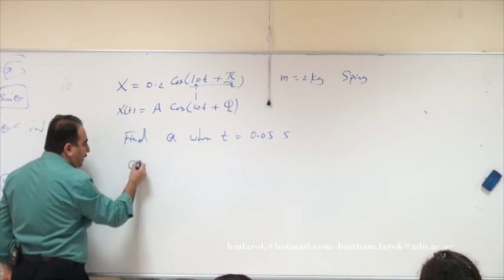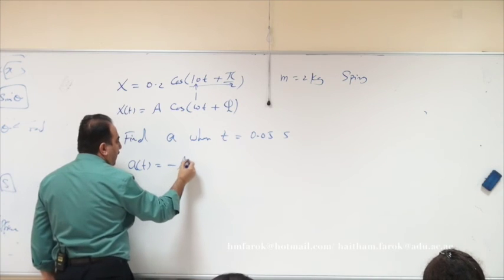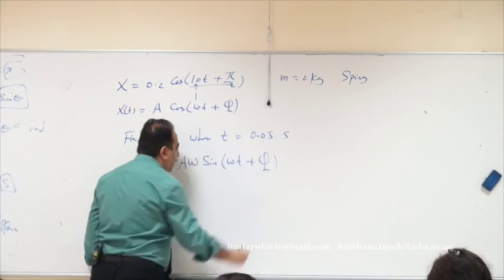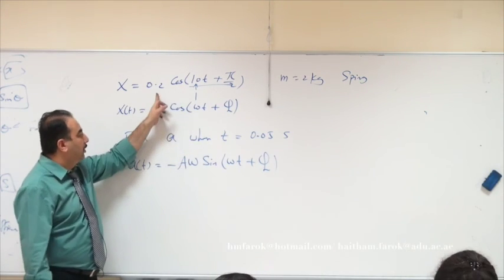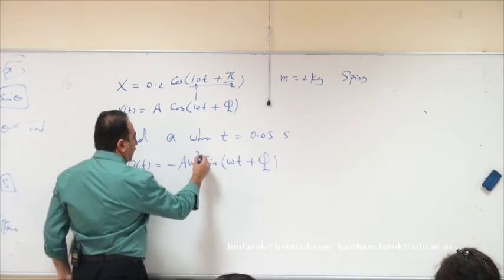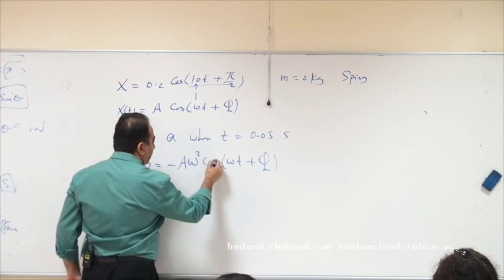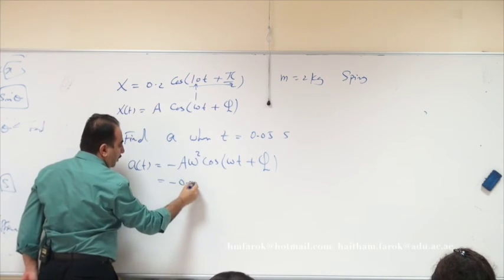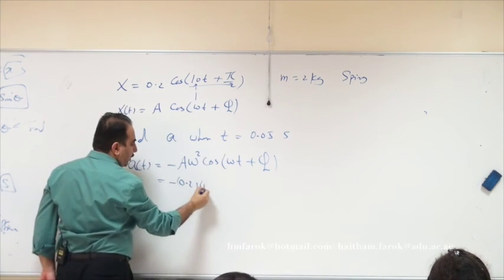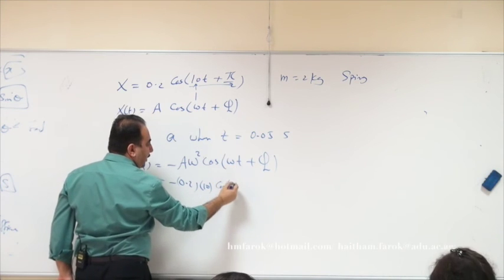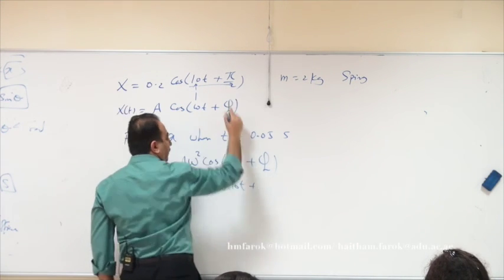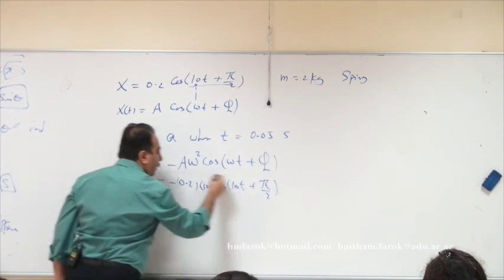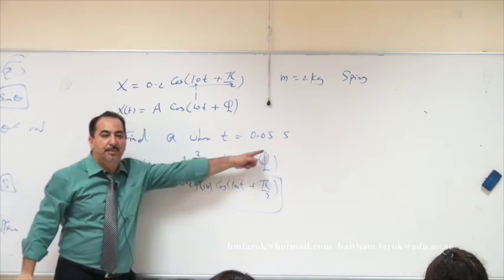What's the standard a(t)? Minus A omega squared cosine omega t plus phi. Now, what is A here? Back to cosine. A, omega, cosine 10t plus... So now do I have the acceleration function or not? Now I have to evaluate this at what time?